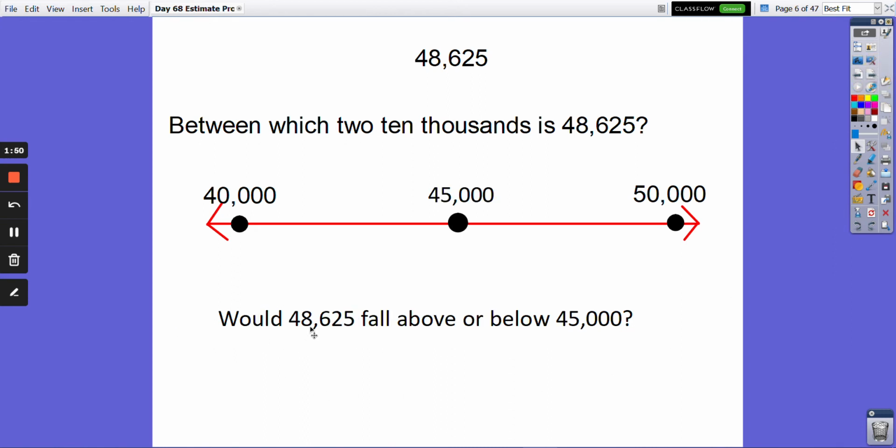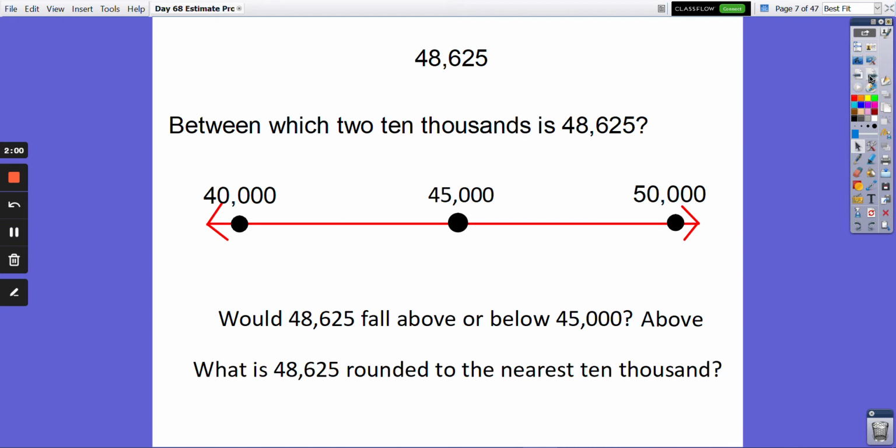Okay, so would 48,625 fall above that midpoint or below that midpoint? Well, it would fall above the midpoint. So if I were to round 48,625 to the nearest 10,000, that means that that number would round to 50,000. It would be much closer, again, that number is somewhere over here, it would be much closer to 50,000 than it is to 40,000.